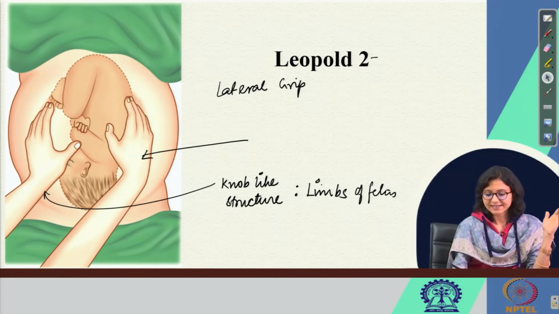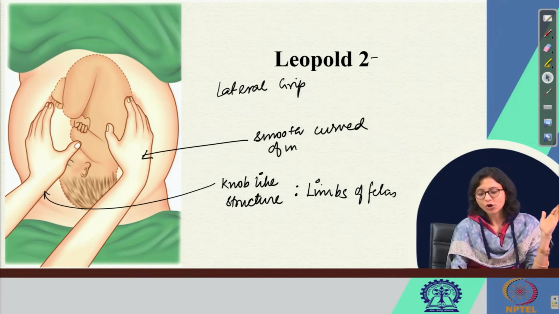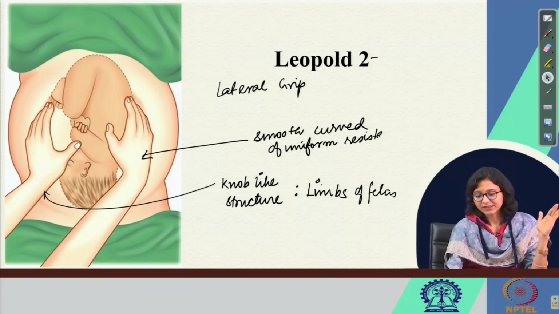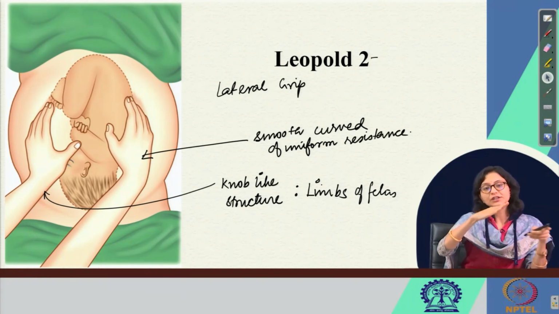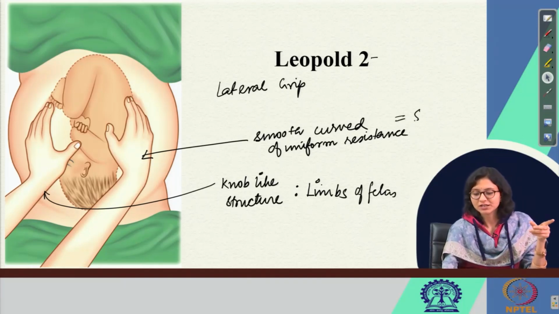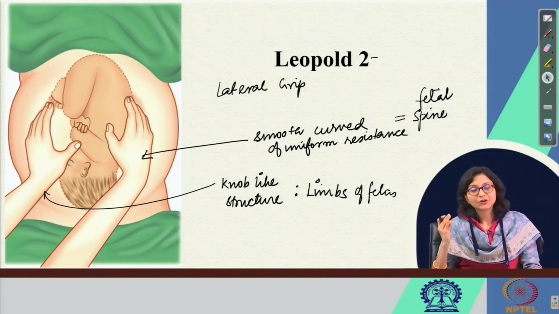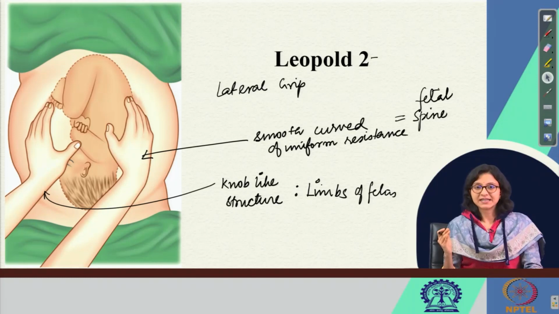And this hand is palpating a smooth, curved, round structure of uniform resistance, which corresponds to the fetal spine. So, you get to know on which side of the mother is the fetal spine and on which side are the limbs. So, this is from the lateral grip.